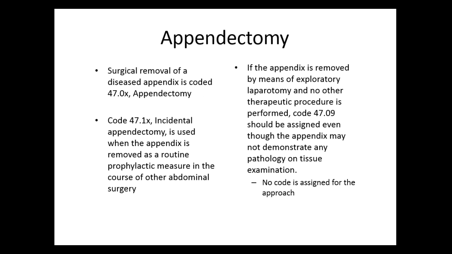An incidental appendectomy is used when the appendix is removed as a routine prophylactic measure in the course of other abdominal surgery. It should not be assigned when there is a diagnosis of significant appendiceal pathology. So you need to be careful with that code. 47.0 is for an appendectomy. Code 47.1 is an incidental appendectomy.